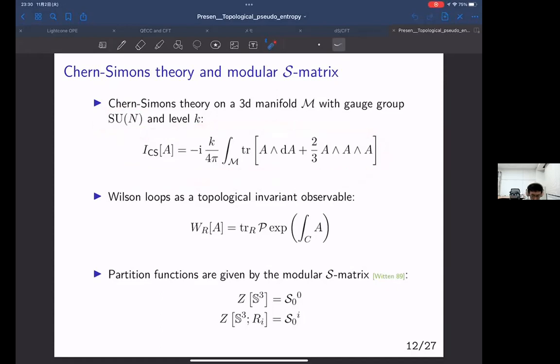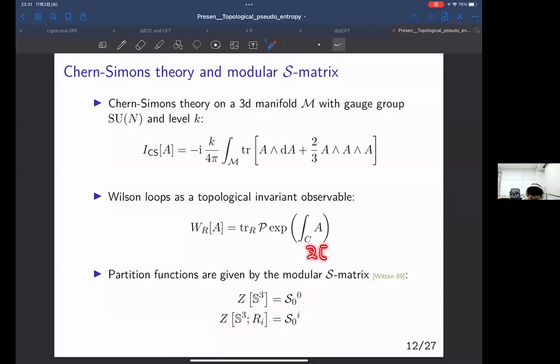Since this is topological, the only observable is the Wilson loop, along some contour. Chern-Simons theory is very nice because we can calculate its partition functions very concretely, and they are given by the so-called modular S matrix. You may wonder why this partition function is finite, but I assume that there is some UV regularization.